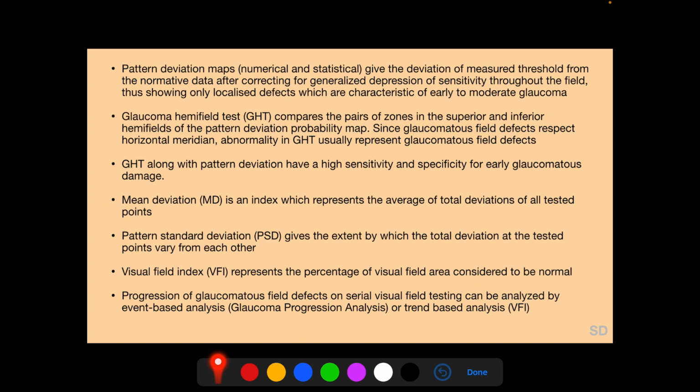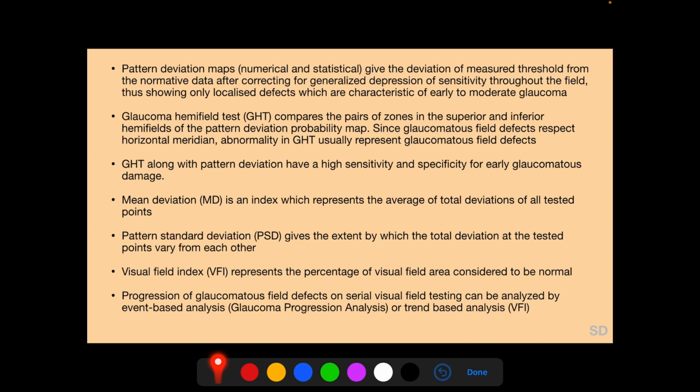Glaucoma hemifield test compares pairs of zones in the superior and inferior hemifields of the pattern deviation probability map. Since glaucomatous field defects respect the horizontal meridian, abnormality in GHT usually represents glaucomatous field defects. Glaucoma hemifield test along with pattern deviation probability map have a high sensitivity and a high specificity for early glaucomatous damage. Mean deviation is an index which represents the average of total deviations of all tested locations.